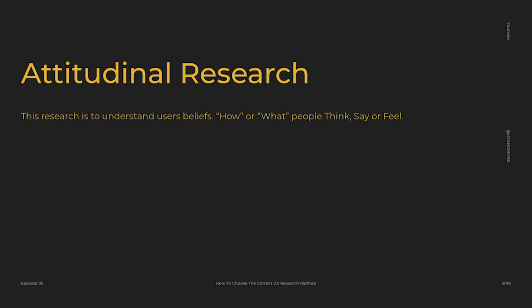The fourth type of user research method is attitudinal. This research method should be used when you want to know the answers around how people behave, or why people behave in a certain way, what do they think, what do they feel. The main goal of this research should be to understand users' beliefs. The most common example of attitudinal user research method is card sorting, wherein we discover what people think, how they associate information, how they sort information, how do they find information.